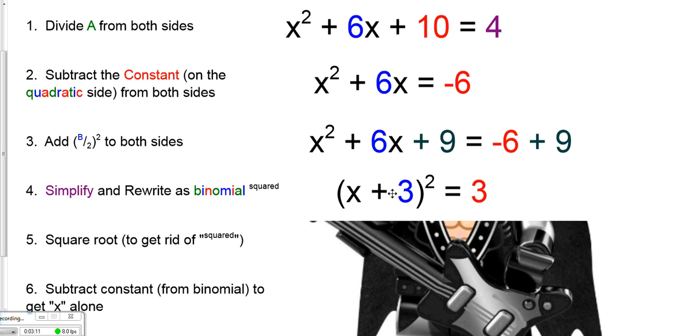How did I know it was a plus 3? Well, again, it's half of this one, or it's the square root of this one. x plus 3 squared. This one will always be positive. So the way to know whether this is plus or minus is you have to look at this one. If this was a minus 6, we'd have a minus 3. Since this is plus 6, we have a plus 3.